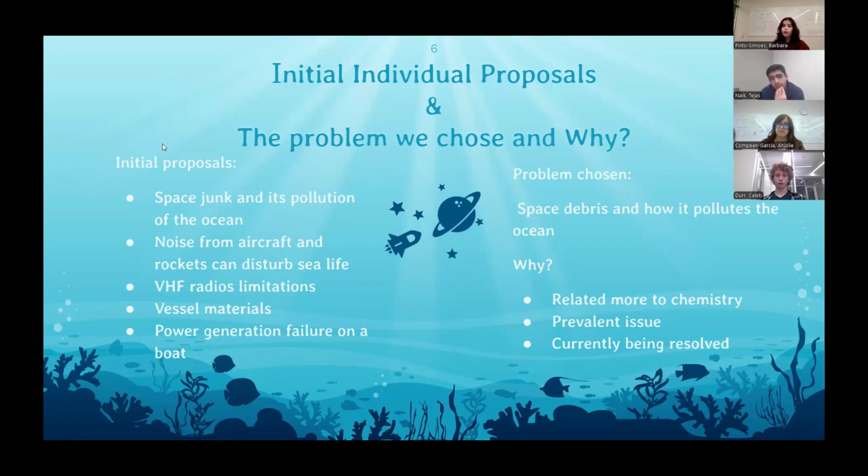Like Anjali said, the problem that we chose to talk about in our research was space debris and how it pollutes the ocean. The reason we chose this problem was because it's the one that we felt could relate more to chemistry, at least more directly. And it's a prevalent issue that's come up in recent years since technology to explore space keeps developing more and more as time goes on. Since it's a current issue, there's not much research or action yet to resolve it.